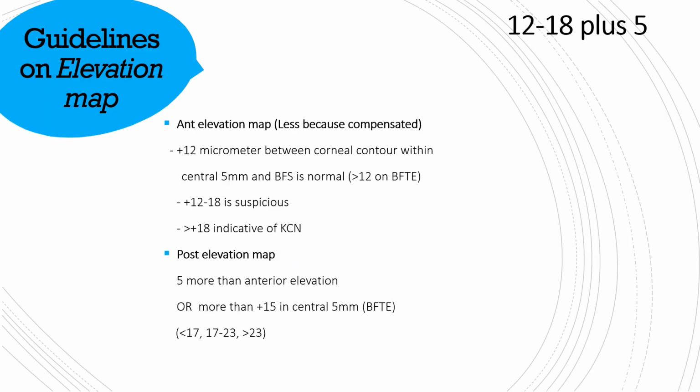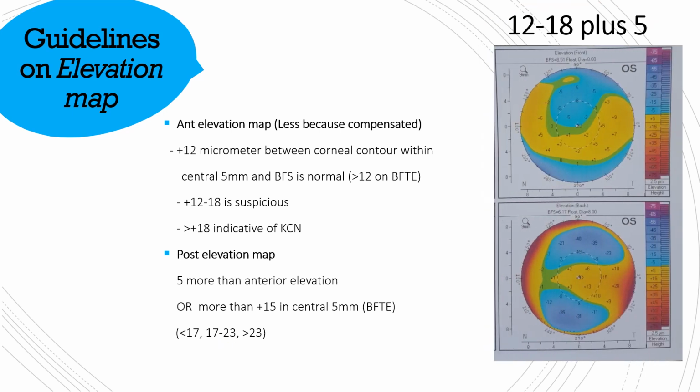Now, the guidelines on the elevation map: remember the mnemonic 12 to 18 plus 5. 12 to 18 for the anterior elevation is suspicious, while the plus 5, which is 17 to 23, is suspicious for the posterior elevation. Now usually the bottom one is posterior elevation and the top one is anterior elevation.